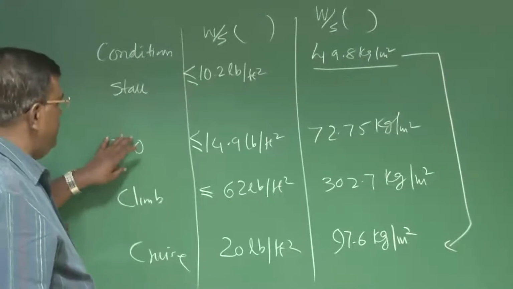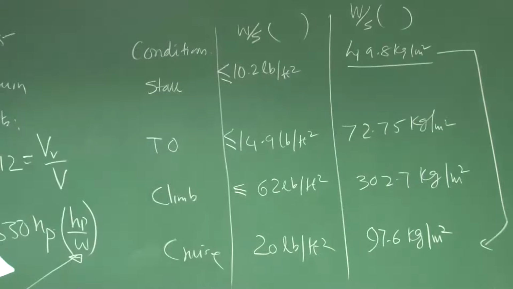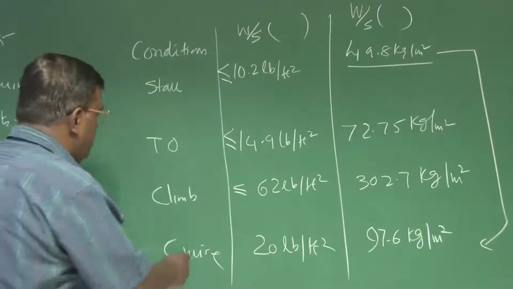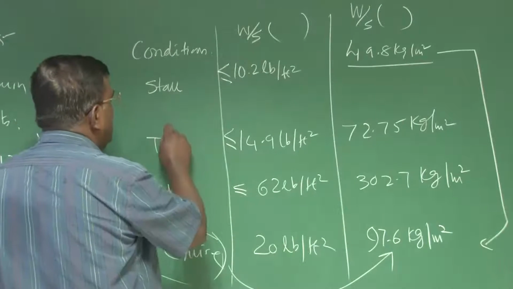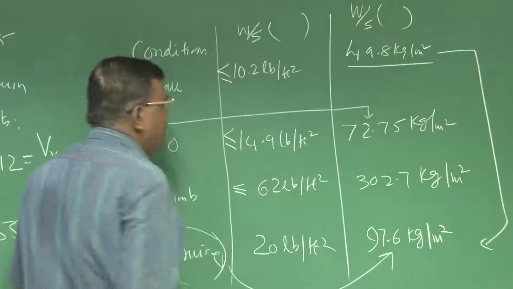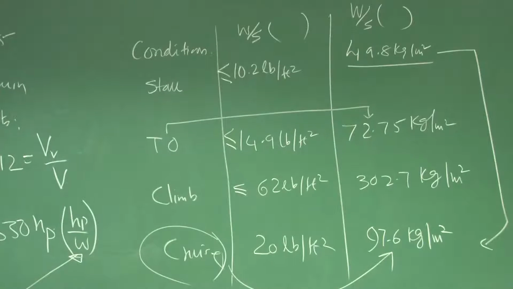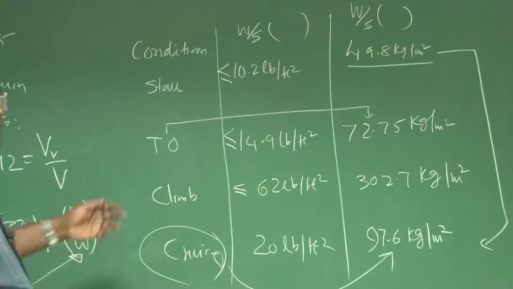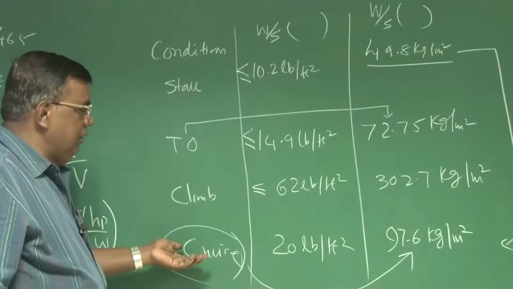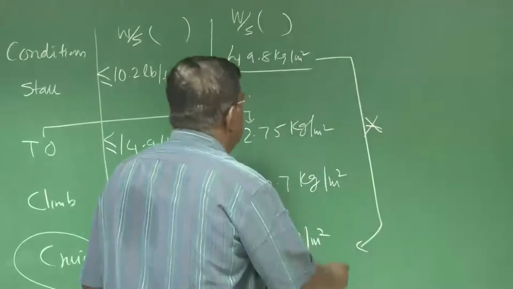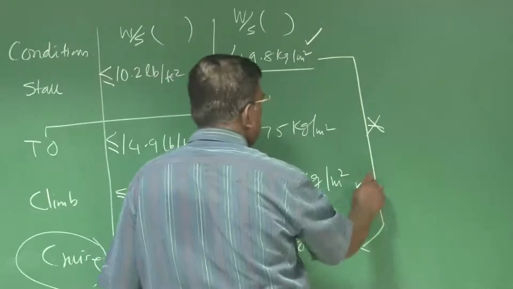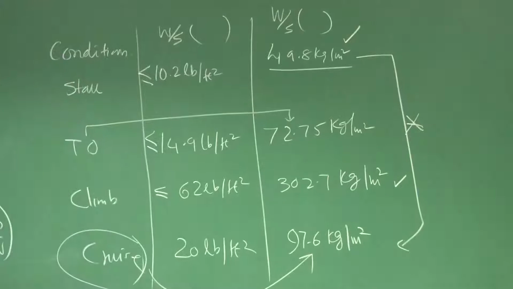Similar thing you will find with takeoff distance. If I take the cruise W by S, which is around 97 kg per meter square, and for takeoff distance it is around 72.75 kg per meter square, then immediately you know I will be able to satisfy takeoff conditions if I take the cruise condition. So this doesn't bother you much. What bothers you is this one, and to some extent this one. Right. Okay. But that sort of an iteration is a must, and we have to do that.